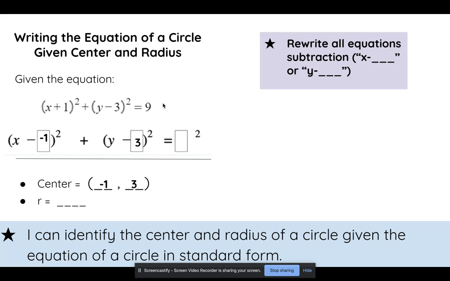This 9 represents r squared, so again I take the square root, which is 3. So the radius of my circle is 3.